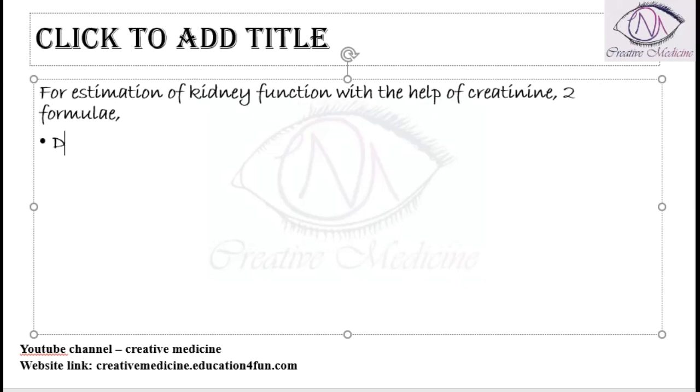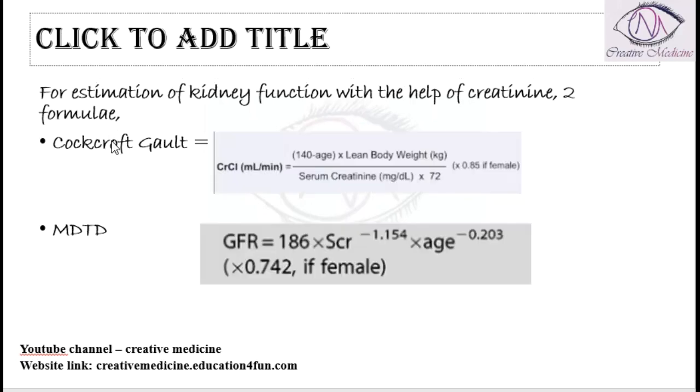For example, we have the Cockcroft-Gault formula, and there is also the MDRD formula. According to the Cockcroft-Gault formula, creatinine clearance equals 140 minus age, times lean body weight, divided by serum creatinine in milligram per deciliter times 72, and we multiply all this by 0.85 if the patient is female.